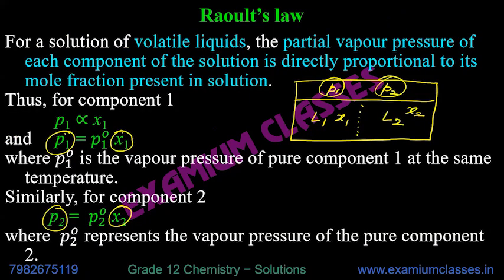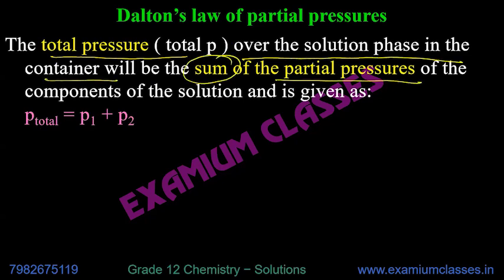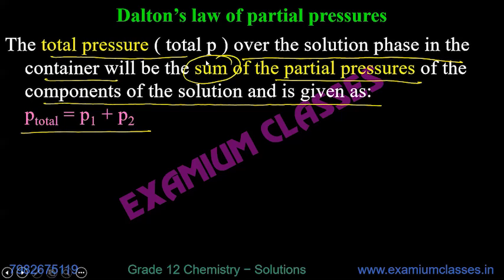Now we can make use of these two relations. Before we can make use of them and see how, we need to understand Dalton's law of partial pressure. Dalton said that the total pressure over the solution phase in the container will be the sum of partial pressures of the components of the solution and is given by P total equals P1 plus P2. Total pressure will be the sum of all partial pressures. A simple thing he said, which is known as Dalton's law.